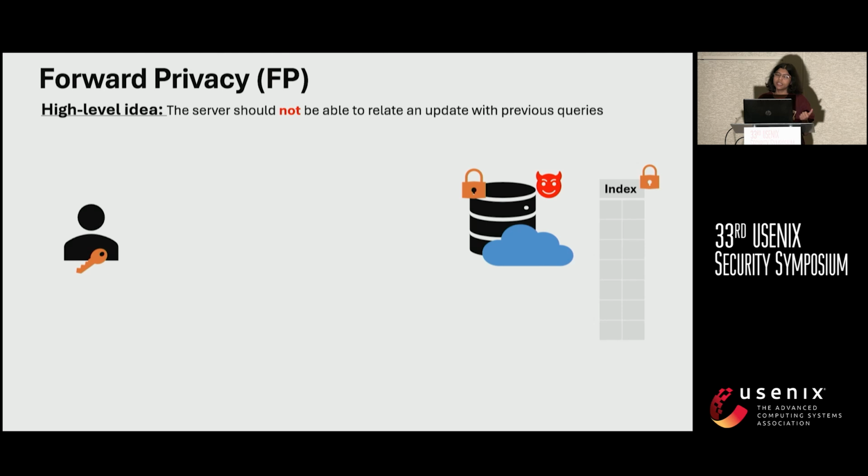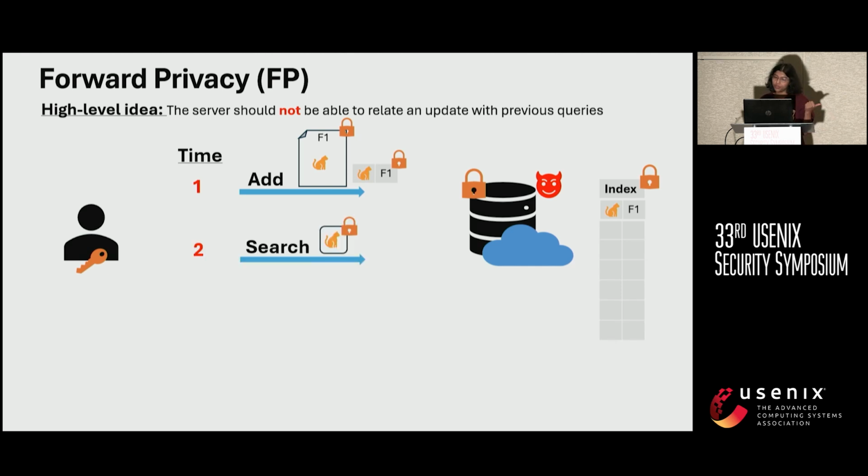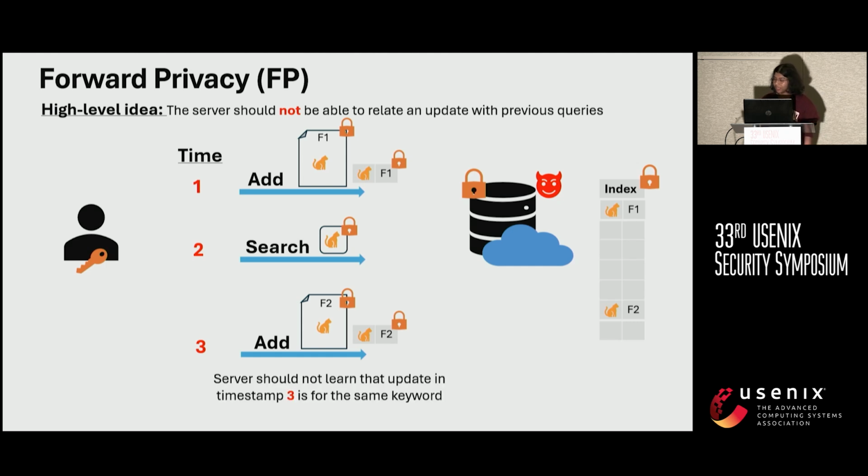So what is forward privacy? It ensures that the server should not be able to relate an update with previous queries. For instance, let's say the client performs an update for the file F1 containing keyword cat, and then at timestamp 2, it performs a search for the keyword cat, and then at timestamp 3, it again performs an update for file F2, which again contains the keyword cat. Now, forward privacy will prevent the server from knowing that the update happening at timestamp 3 is for the same keyword that was searched and updated at timestamps 2 and 1 respectively.